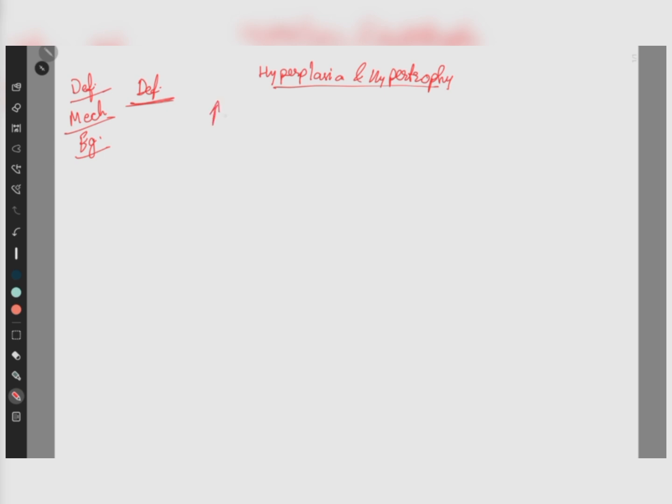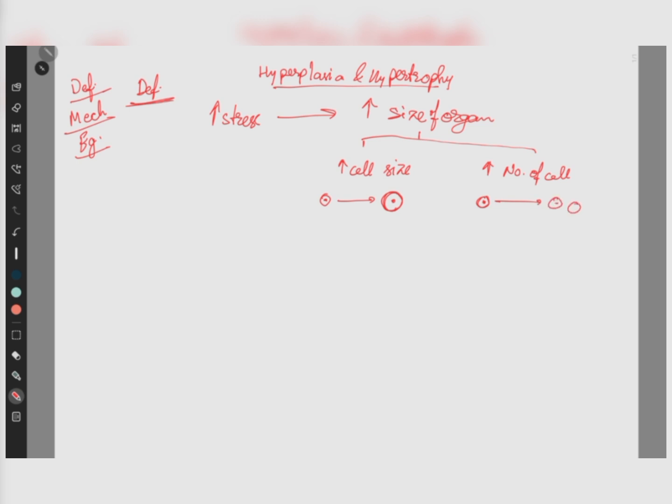So when there is an increase in the stress, the cells adapt, and the response to these adaptations is seen as size of the organ increases. Now this organ size increase can be via two methods. First, either the cell size increases, in which small cells grow larger, or number of cells can be increased. In this, one cell divides to form many daughter cells.